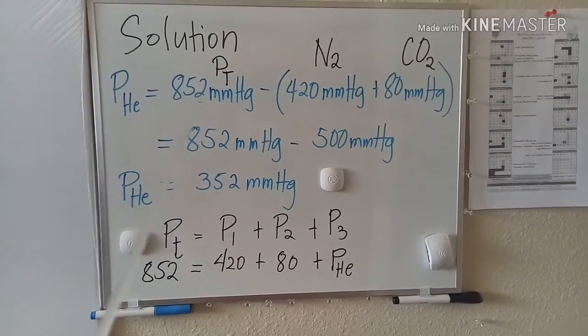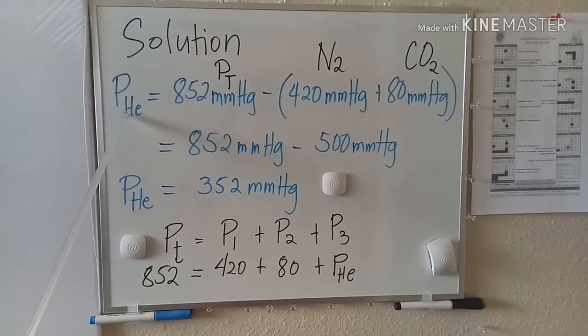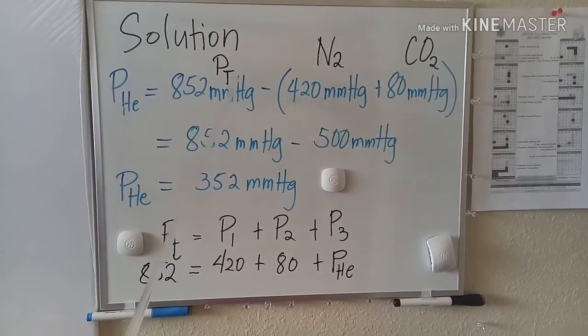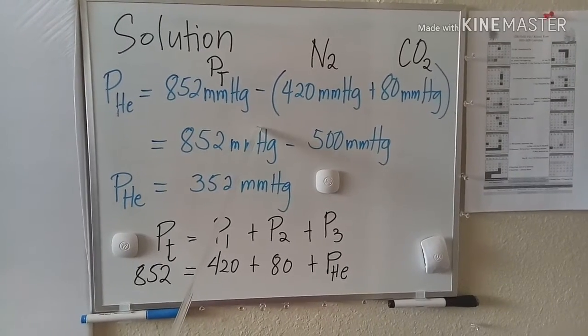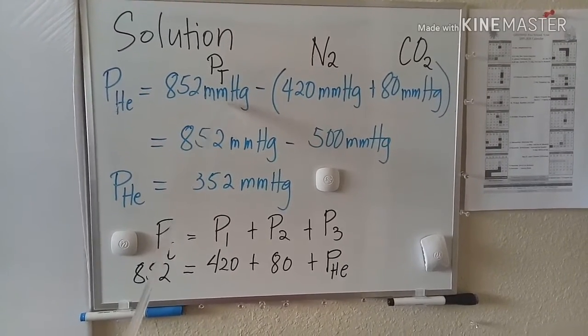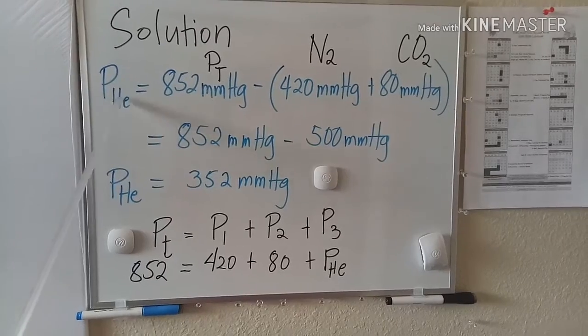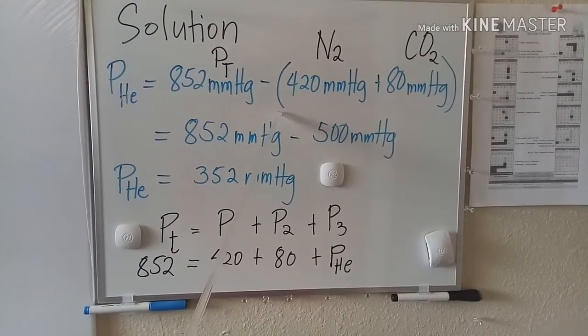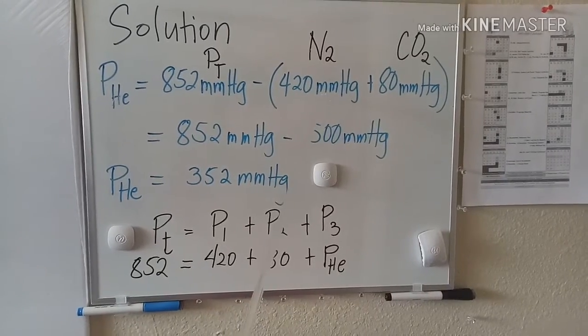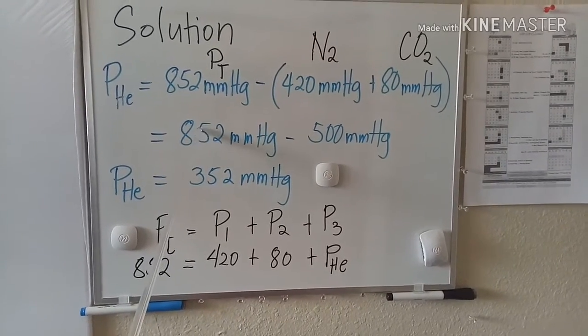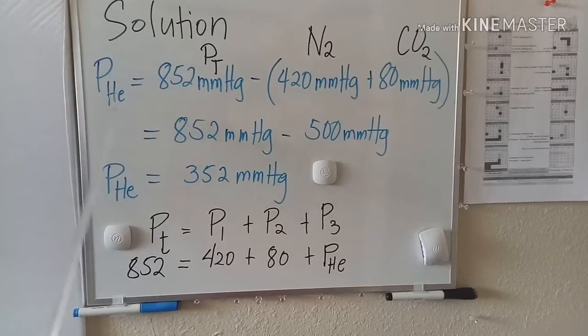For our solution, we will write here, pressure exerted by helium is equal to PT, which is 852 millimeters of mercury. Remember, PT is the total pressure. In order to get the pressure exerted by helium, we're going to subtract the sum of the pressure of nitrogen and carbon dioxide from the total pressure.